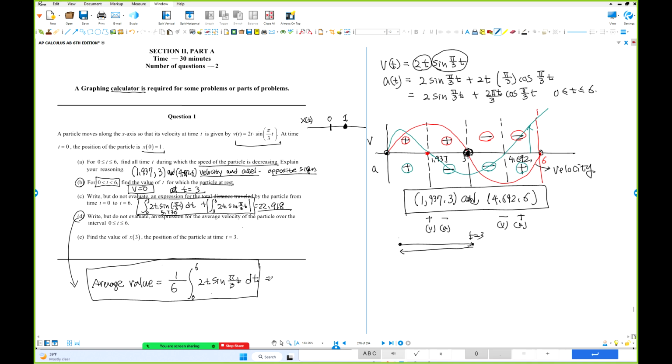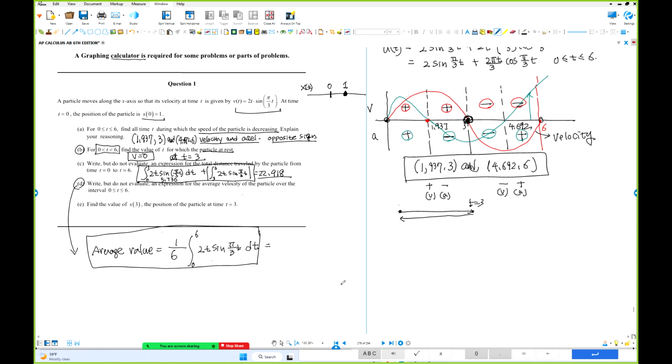Okay, find the value of x3, the position of the particle at time t equals 0. Now we're going to find x3. How can you find this? The initial value at x equals 0 is 1. So by the fundamental theorem, x3 equals x of 0 over here, and we add all the change in position between 0 and 6. Derivative is velocity, so 2t sine pi over 3 t dt, isn't it? Okay, we're going to find this one.